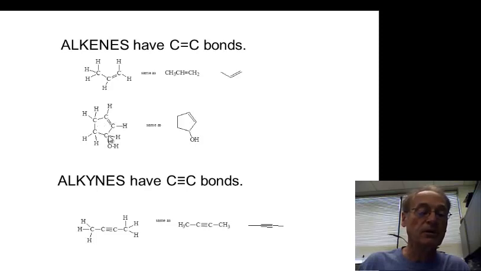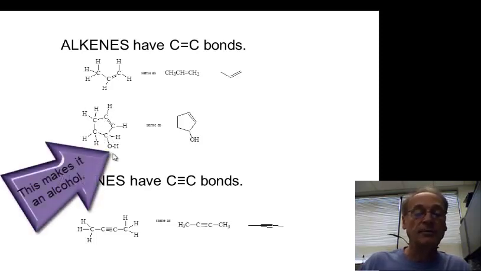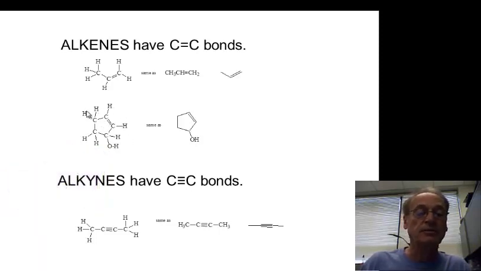Happens to be in a ring. Rings are perfectly acceptable in organic compounds, and so this is just a regular alkene. It happens to have a ring in it. Now notice that this compound also has an OH group in it. So does that make it an alcohol? And the answer is yes, it does. So this particular compound is both an alkene and an alcohol.